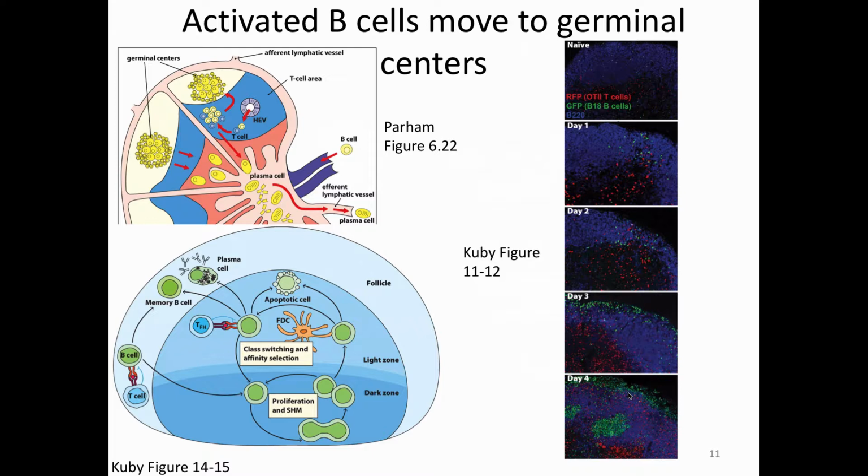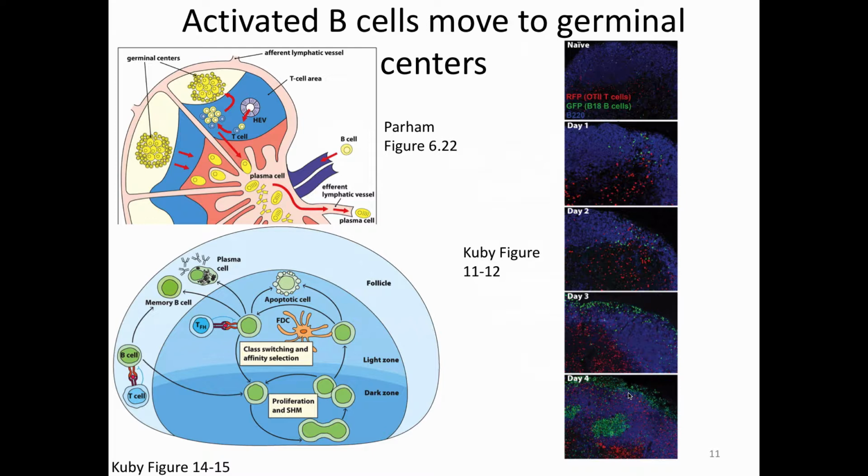So our T cell has to see antigen from a dendritic cell, it has to get activated, then it's going to move to be by the B cells. The B cell is going to see antigen, present that antigen, and move to the T cell area so that ideally it can meet up with a T cell.